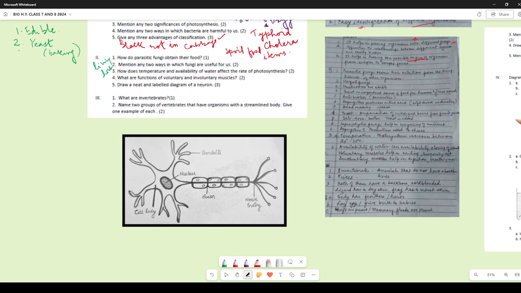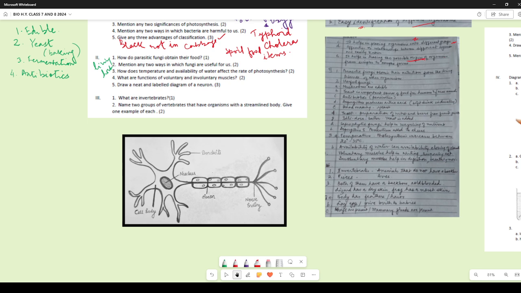Then we have fermentation. For the fermentation process where food is being prepared, like idli, dosa, and so on, the idli, dosa batter ferments with the help of yeast. So yeast is used a lot, and it also helps in the making of antibiotics. So many antibiotics like penicillin and all are made from fungi, right? You have to mention any two ways.